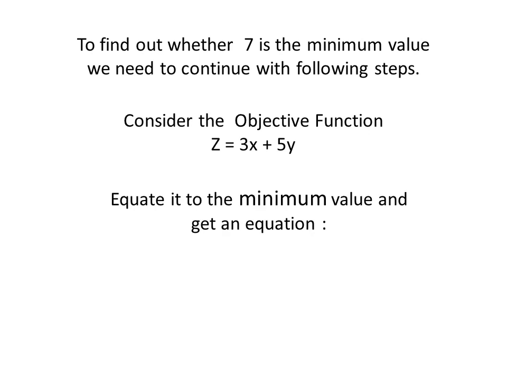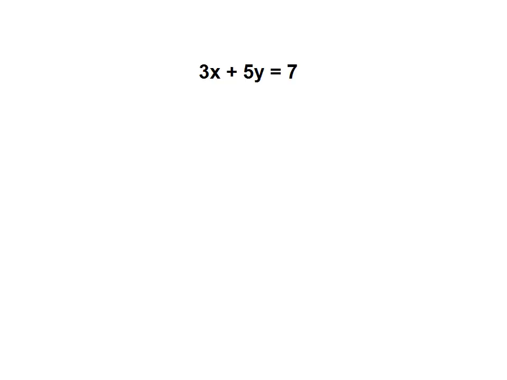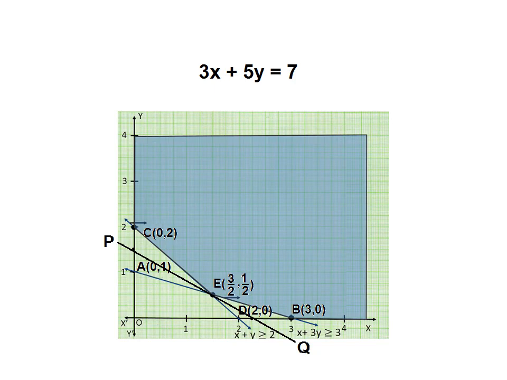What is the minimum value we got? Try to remember, that is 7, right? So in place of z we will substitute 7. So we get the equation 3x plus 5y is equal to 7. This is the lowest value of z that we know right now. So we will try to plot this equation on the graph. The equation looks somewhat like this.